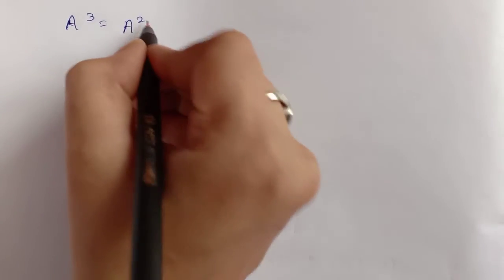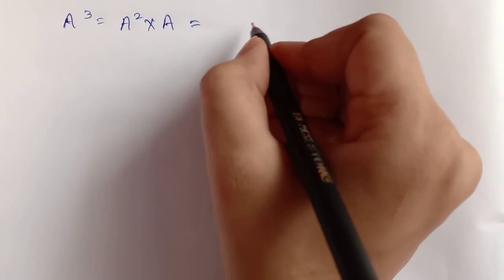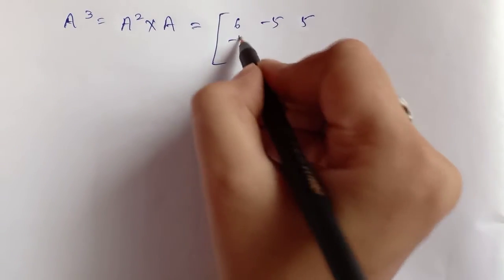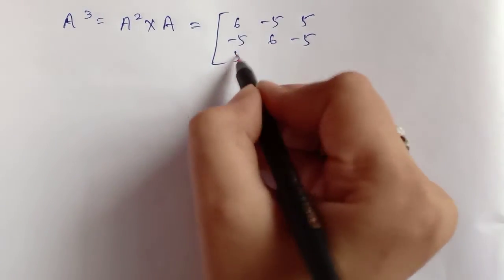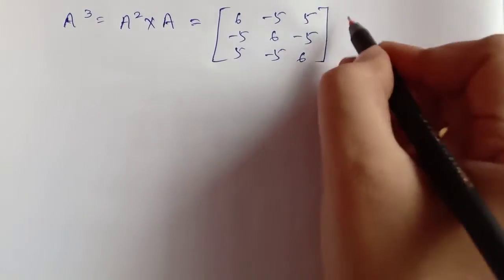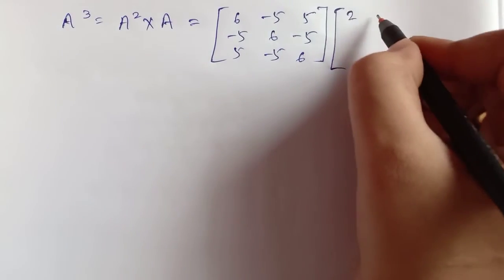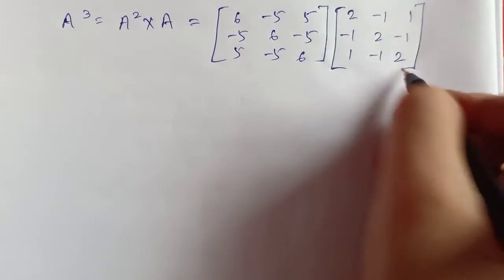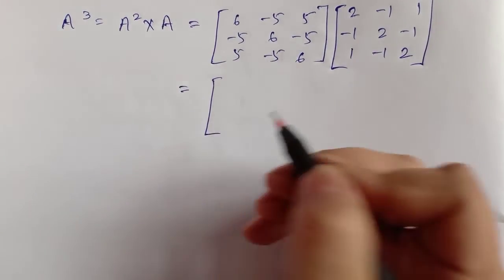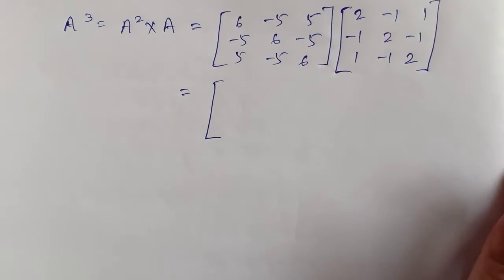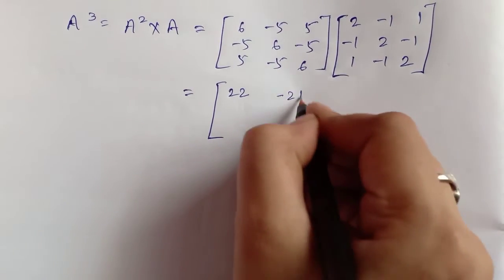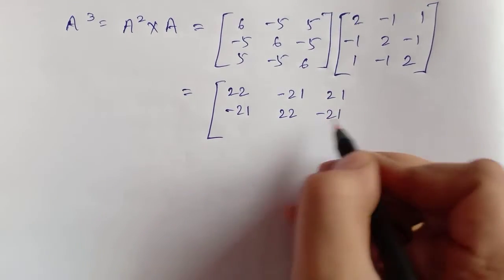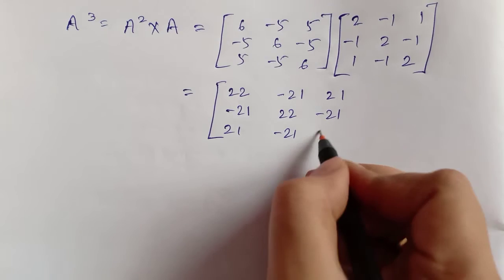So A cube equals A square into A. We found A square to be [6 -5 5; -5 6 -5; 5 -5 6]. Multiplying this with A, which was [2 -1 1; -1 2 -1; 1 -1 2]. Again solving this, we are going to get [22 -21 21; -21 22 -21; 21 -21 22].